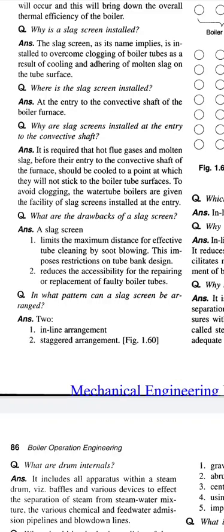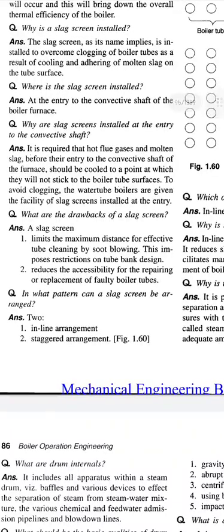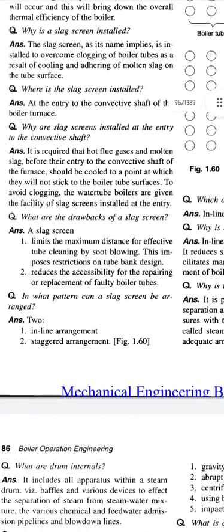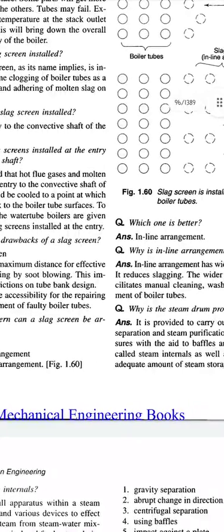Answer: a slag screen limits the maximum distance for effective tube cleaning by soot blowing. This imposes restriction on tube bank design. Second, it reduces the accessibility for the repair or replacement of faulty boiler tubes. Question: in what pattern can a slag screen be arranged? Inline arrangement and staggered arrangement.